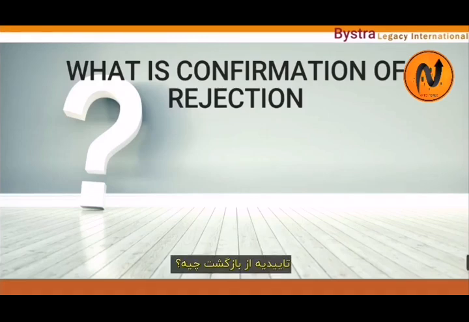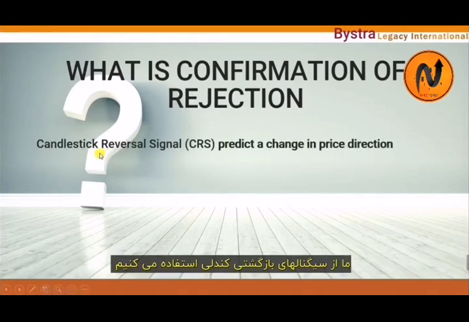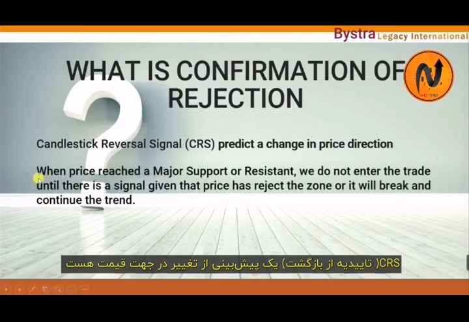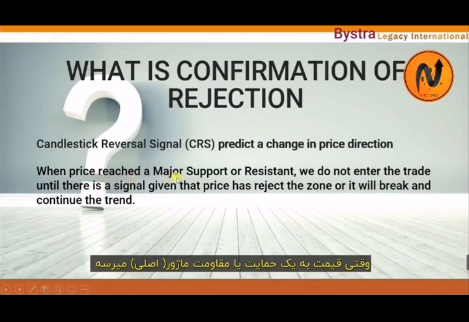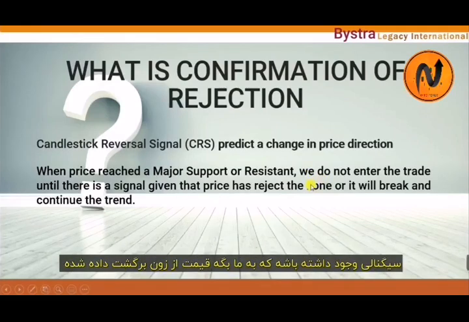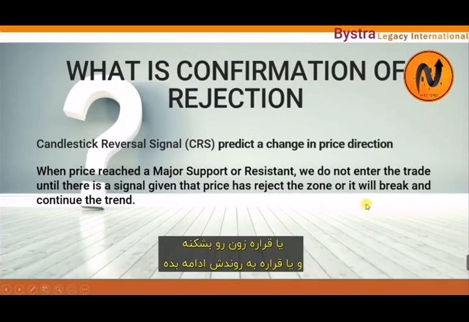What is confirmation of rejection? For our confirmation of rejection, we'll be using the candlestick reversal signal, which in short form is called the CRS. This will be our confirmation of rejection. The CRS is to predict a change in price direction. When the price reaches a major support or resistance, we do not enter the trade until there is a signal given that the price has rejected the zone, or that it will break or continue the trend.